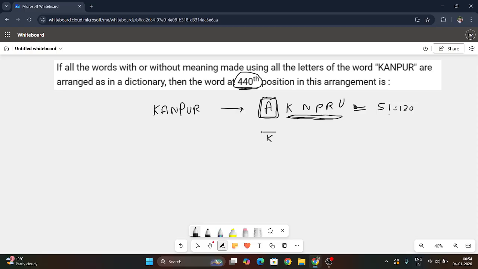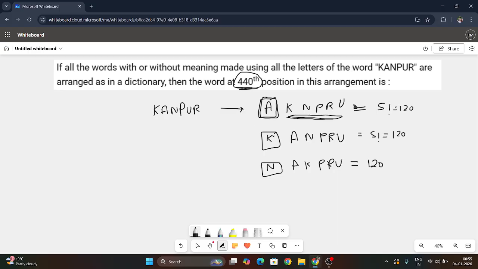Similarly, K will come here, and then you can fix A, N, P, R, U, and this can also be arranged in 5 factorial, which is 120. Now after K what will come? N will come. And you can write A, K, P, R, U, and this can also be arranged in 5 factorial ways, which means 120. And if you add this you will get 360, which is not near to 440.